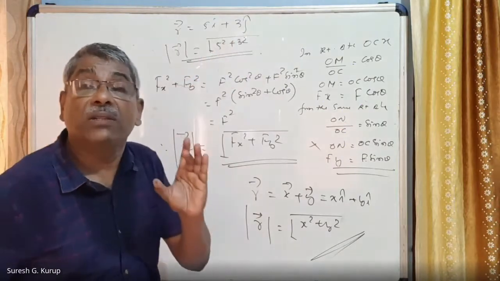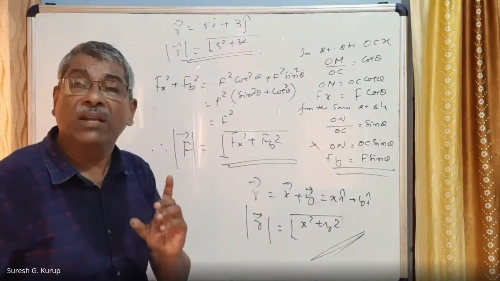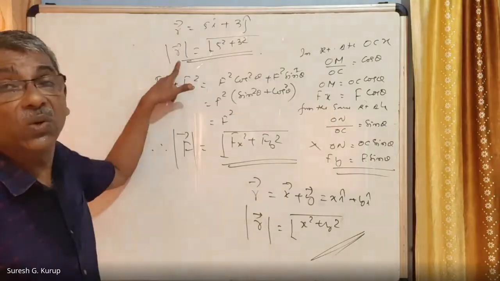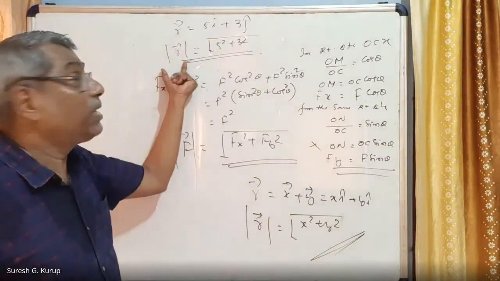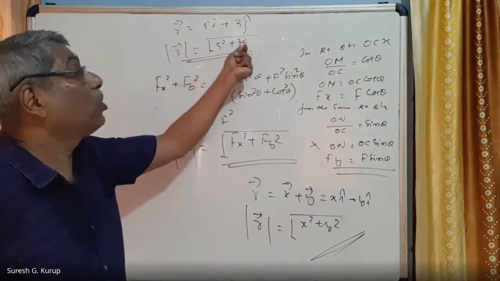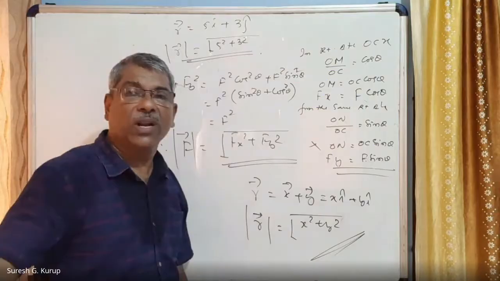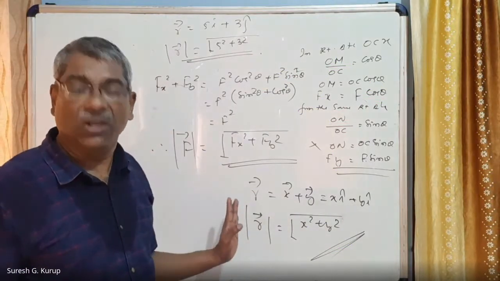Then what is the length of the rope? Length of the rope is the magnitude of the position vector. Magnitude of the position vector r, magnitude means modulus, is equal to root of 5 square plus 3 square. When you do this, you will get a value and you will write that many meters. So this is what is called a resolution of a vector.